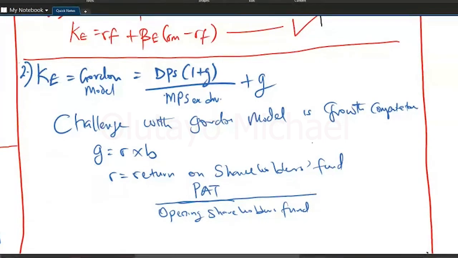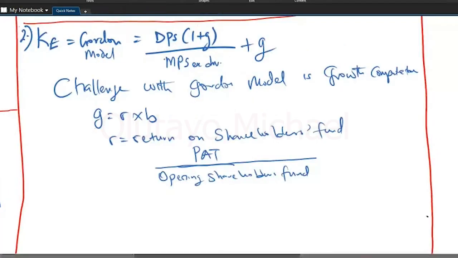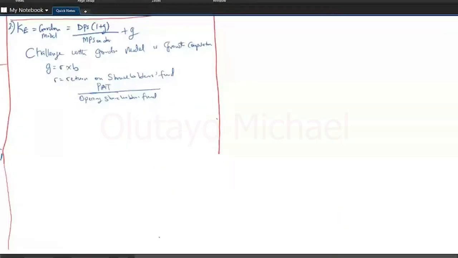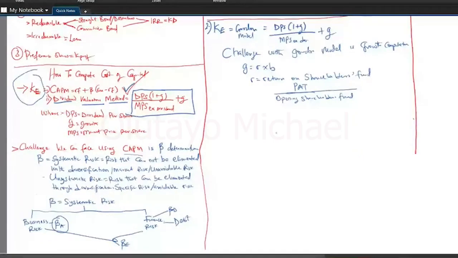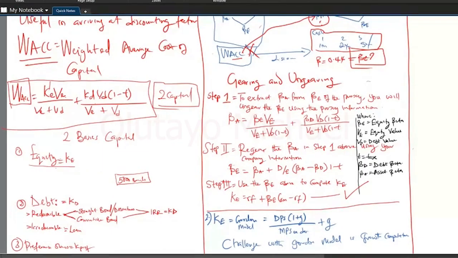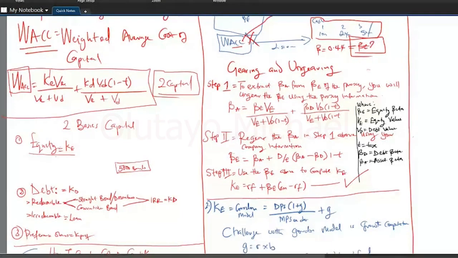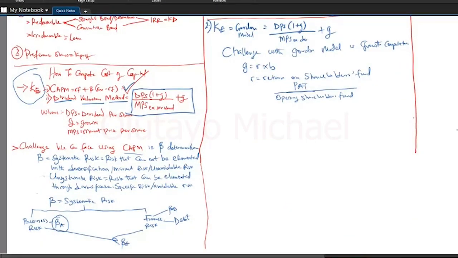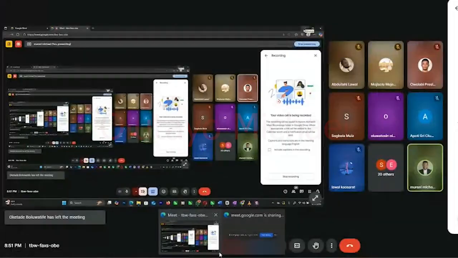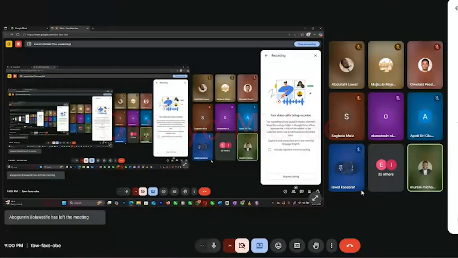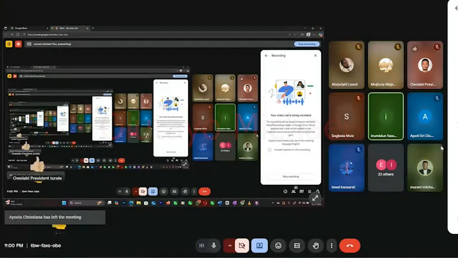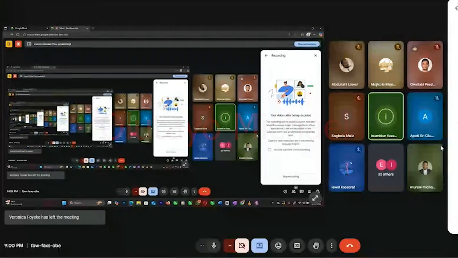Now, class, can somebody tell me the difference between opening shareholders fund and closing shareholders fund? Let me know if you are still together. And what do we even understand by shareholders fund? Let's know what we are doing here. Can somebody tell me what shareholders fund at the beginning of the year is?